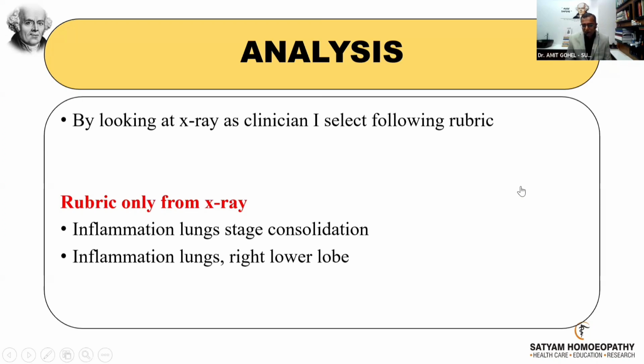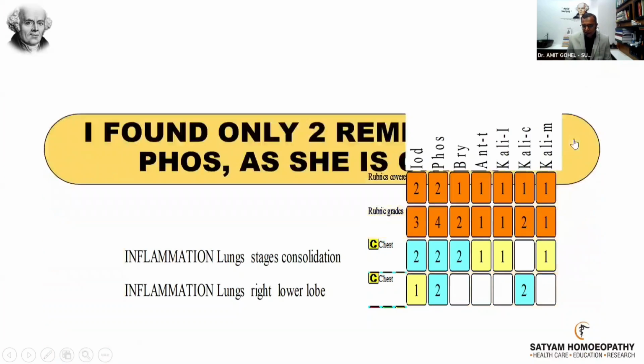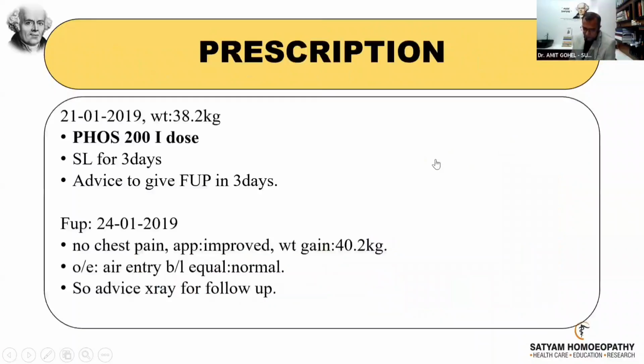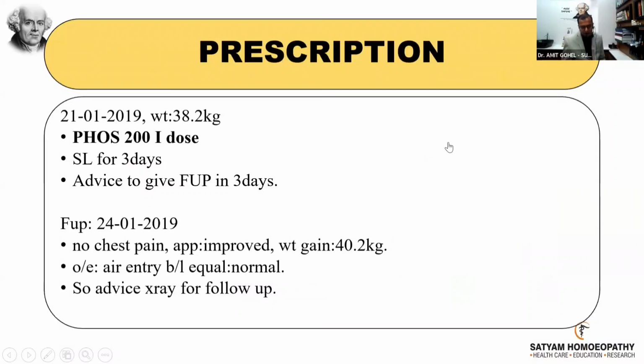Okay, now what is this? On the third day, the patient came. I prescribed on the basis of the same rubric. Iodine and phosphorus. The patient is chilly, so I prescribed Phosphorus 200, single dose. Advised the patient to follow up within 3 days. So on the 24th of Jan, the patient came.